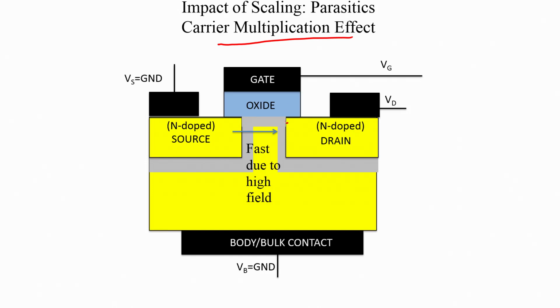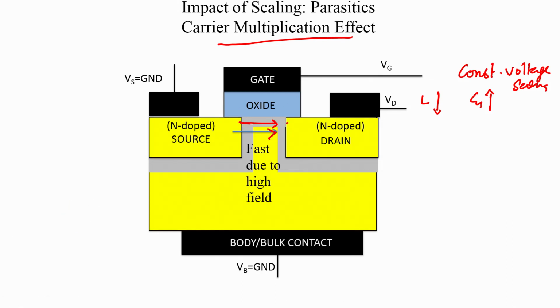If you make the channel length of the device very small, the electric field between the source and the drain starts increasing. This electric field becomes larger and larger. Let us say we have used constant voltage scaling and reduced the channel length of the device. Now, this high electric field makes the electrons travel at a very high velocity. In fact, the electrons will now be traveling at the saturation velocity.